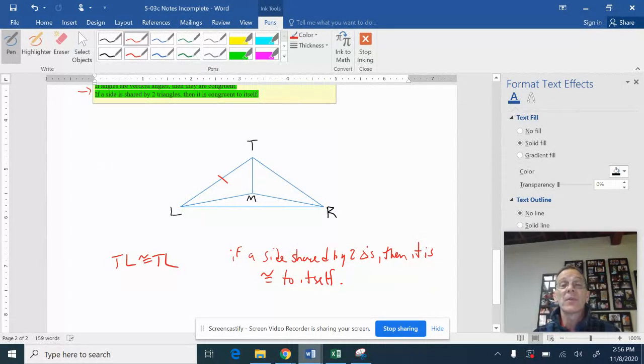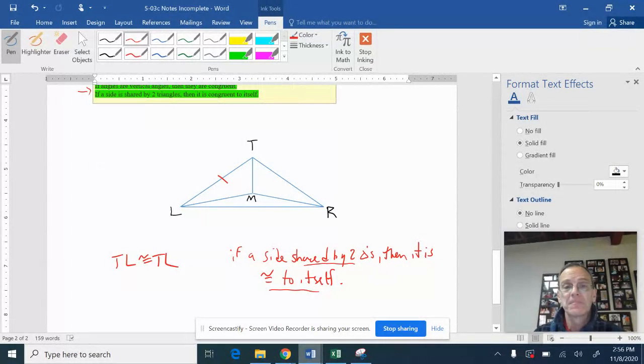Now, first problem with that is that segment is not shared by two congruent looking triangles. Now, it is shared by two different triangles in this diagram. TL is a side of triangle TLM. It is also a side of triangle TLR. So it is being shared by two triangles, although those two triangles definitely can't be congruent to each other. And it is congruent to itself.